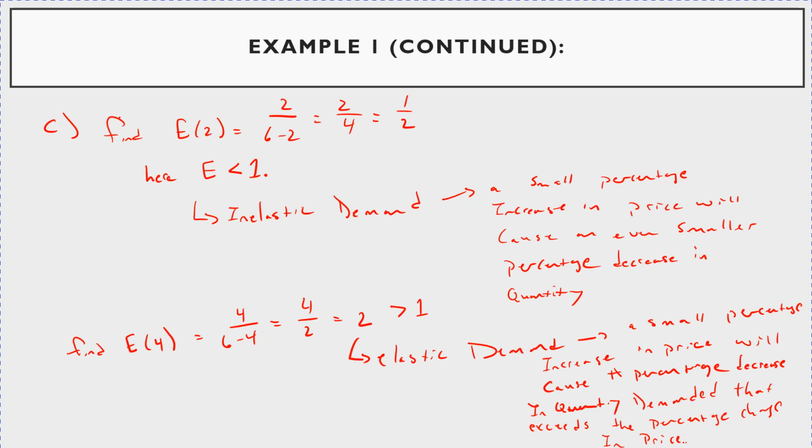Like in the first case here, if I raise prices 1%, we'd see demand fall by a fraction of 1%. Whereas down here, if I was at $4 and I change the price even just one more percent, demand's going to fall by more than 1%. That's what that means there.